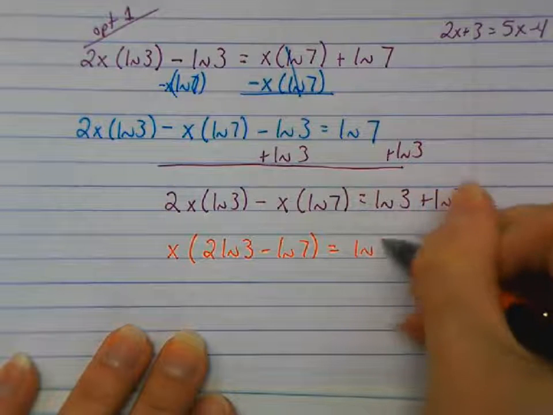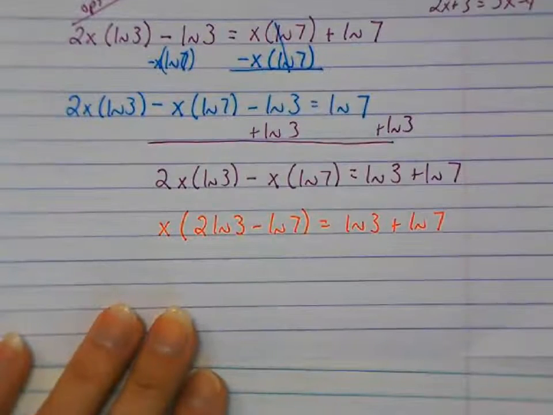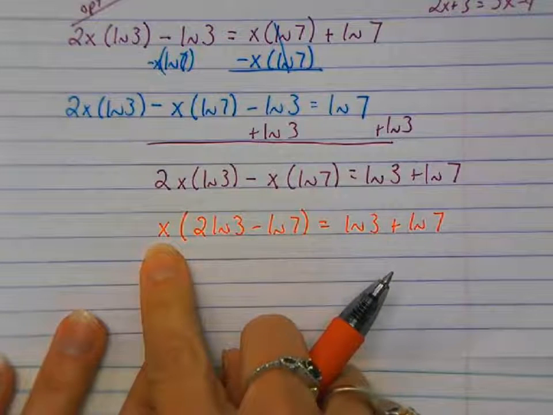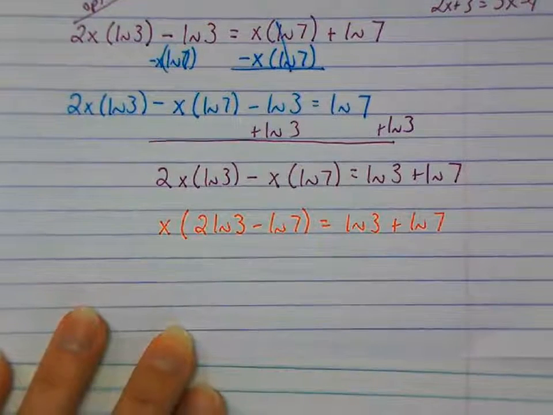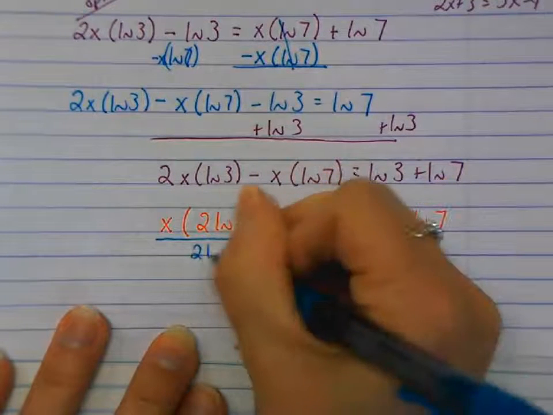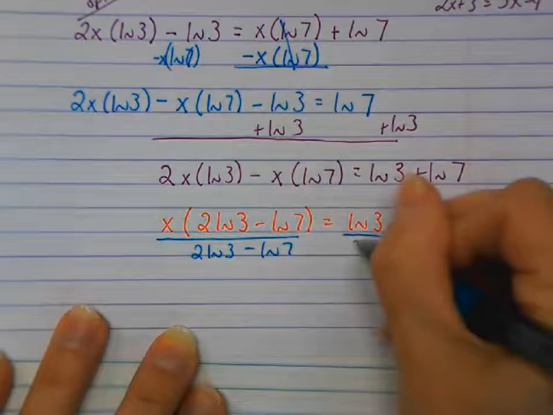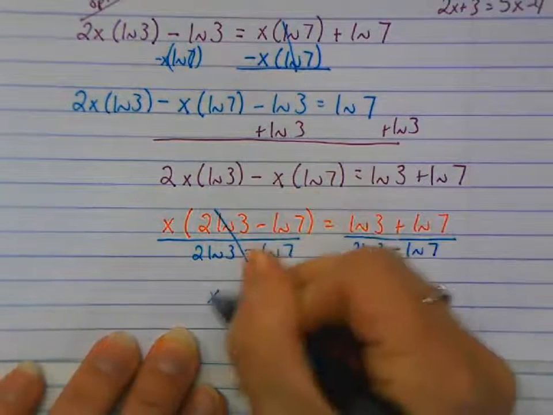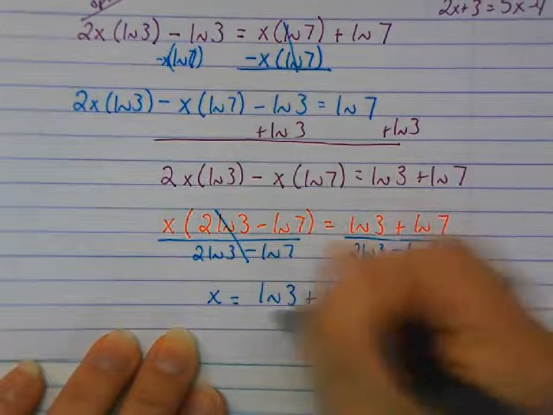And you're almost there. You're one step away. You say, you know what, I need to get x by himself. So do you agree that you could divide by this big mess? Because remember, this represents a number. So I'm going to divide by 2 natural log of 3 minus natural log of 7. What I do to the left side, I do to the right side. These go away, and my final answer would be natural log of 3 plus natural log of 7 over 2 natural log of 3 minus natural log of 7.